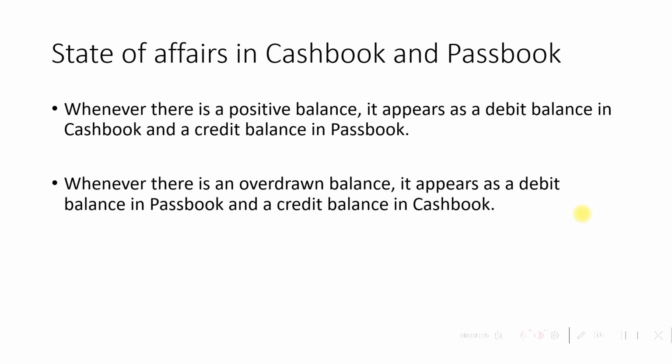Now let us see the state of affairs in the cash book and passbook. Whenever there is a positive balance, it appears as a debit balance in the cash book and a credit balance in the passbook. Whenever there is an overdrawn balance, it appears as a debit balance in the passbook and a credit balance in the cash book.